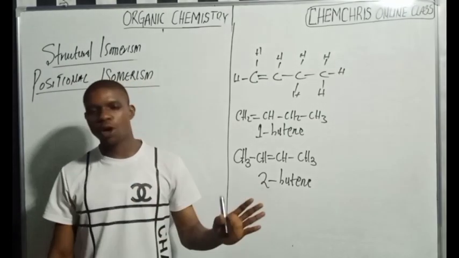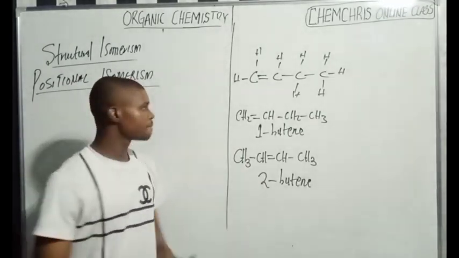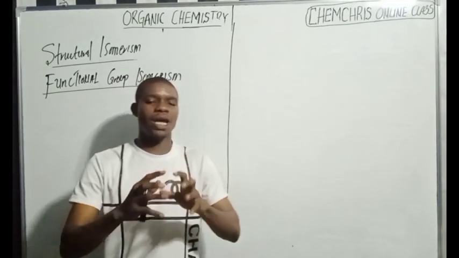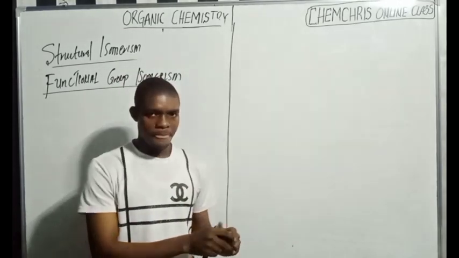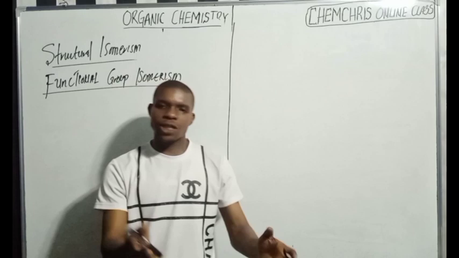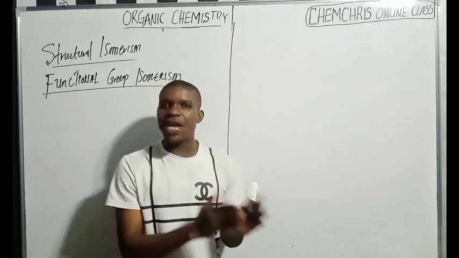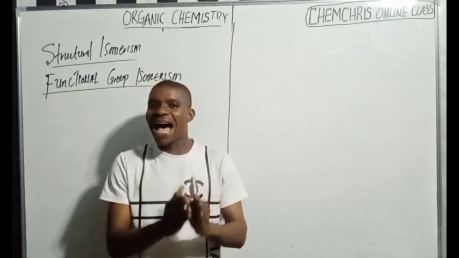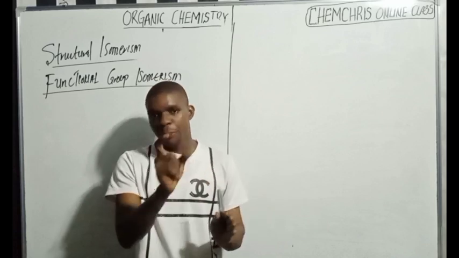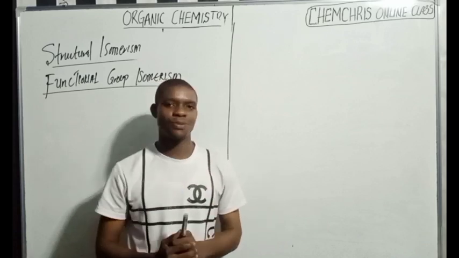Now let's look at the last one, which is called functional group isomerism. What do you understand by functional group isomerism? Now let me explain to you. Functional group isomerism is the type of isomerism in which two or more compounds have the same molecular formula but different functional groups.